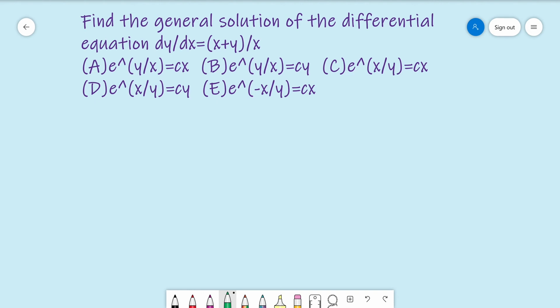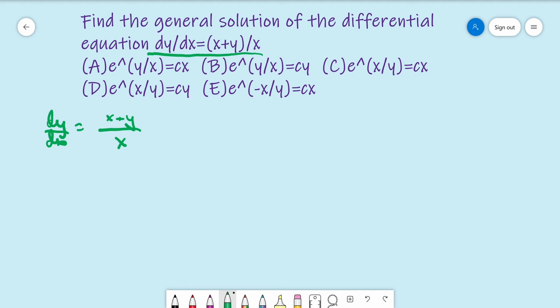We're still in the differential equations chapter. This is the 12th question. This question isn't too hard, but it does require doing some work. Nothing too tricky here. Our differential equation is here, dy/dx. Let's just write that out. dy/dx equals (x plus y) all over x.